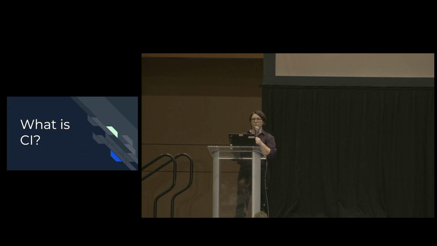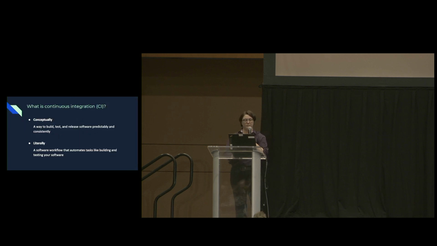Okay, so let's get into what is CI. Conceptually, CI is a way to build, test, and release software predictably and consistently. But literally, it's a software workflow and set of tools that helps automate tasks like building and testing your software. Things that you can do manually, and often that smaller teams will do manually. And at some point, it becomes complex, and you need more consistency, so you look at tools.